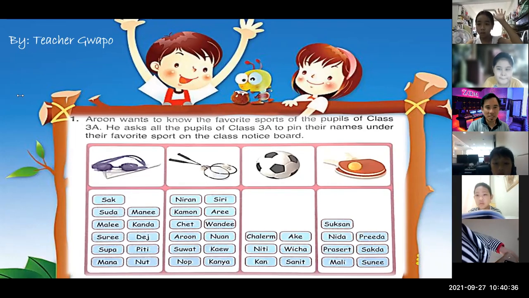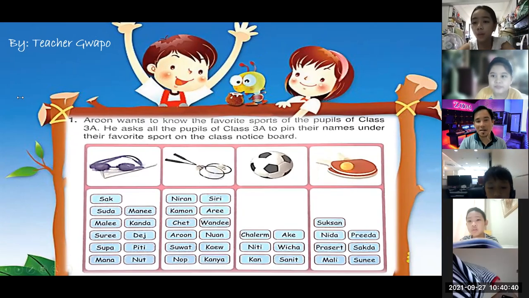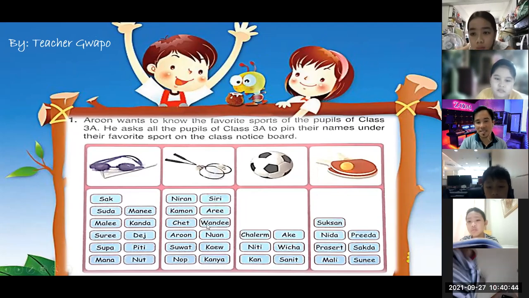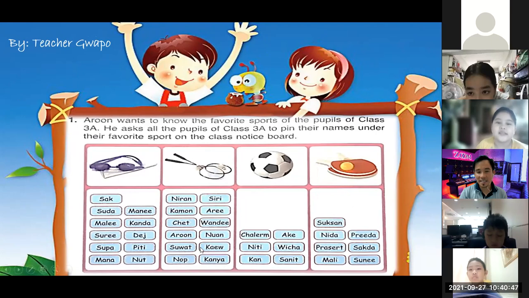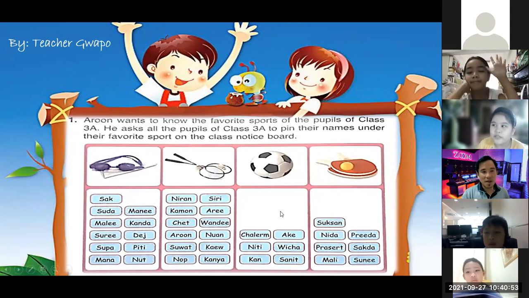Rita is raising her hand. Rita, 12. How many pupils? 12. Oh, 12, right? 1, 2, 3, 4, 5, 6, 7, 8, 9, 10, 11, 12. Very good. How about football? How many pupils like football?